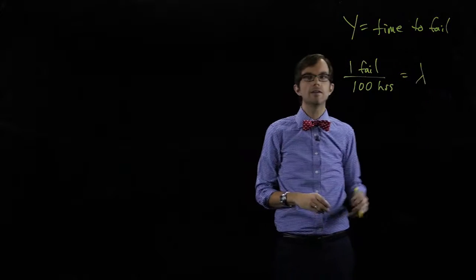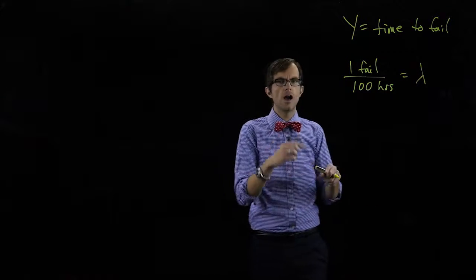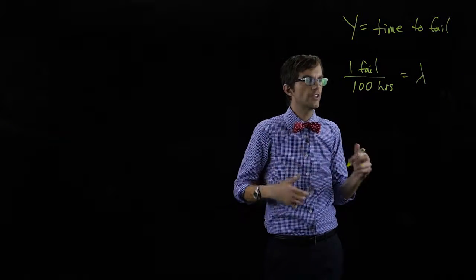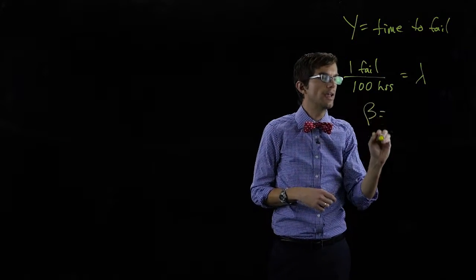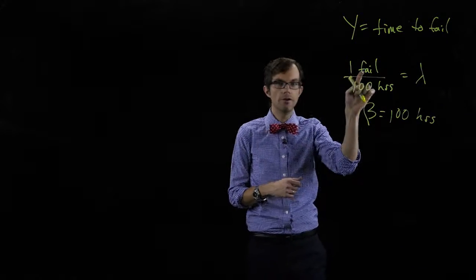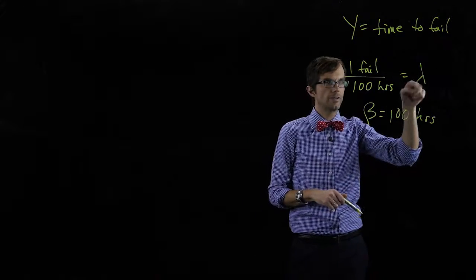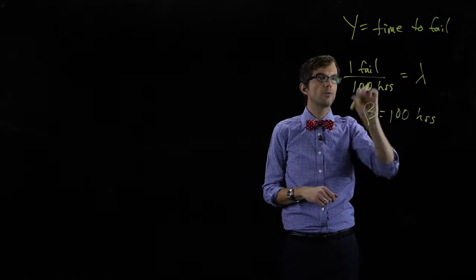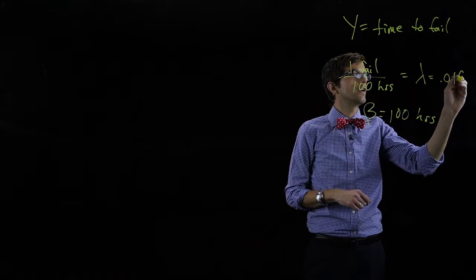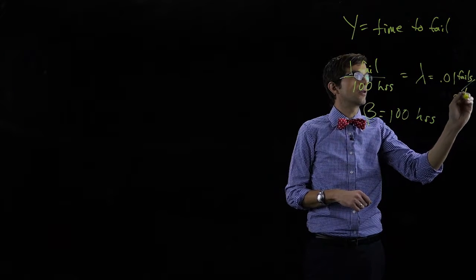That is our rate, lambda. Back to our other notation that we've seen in other textbooks, we could say that beta is 100 hours. That's the average interval until failure occurs. But we like to use this lambda notation. So 1 per 100 hours, which is 0.01 fails per hour.